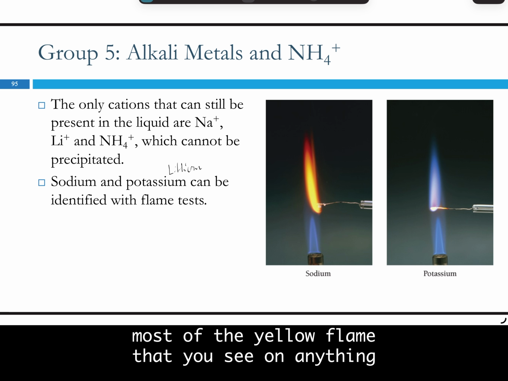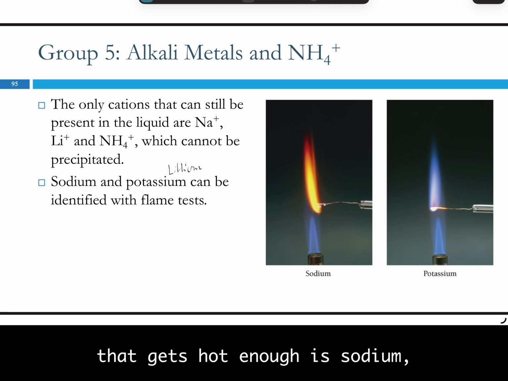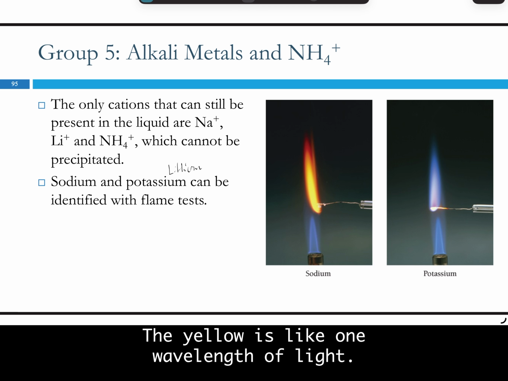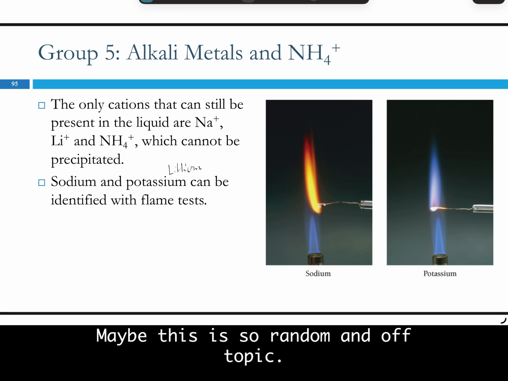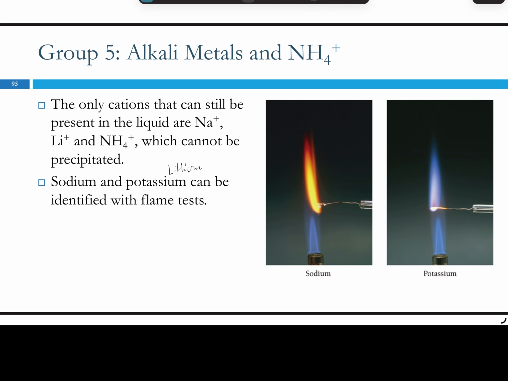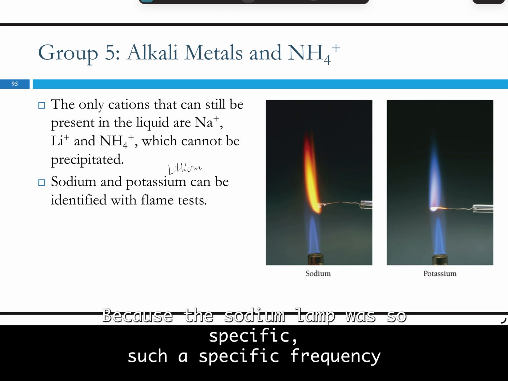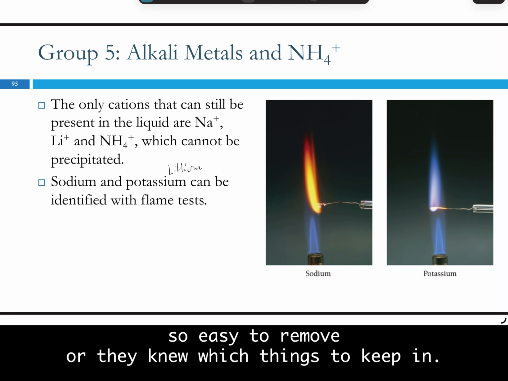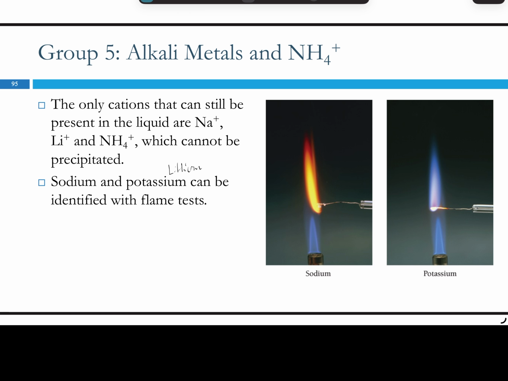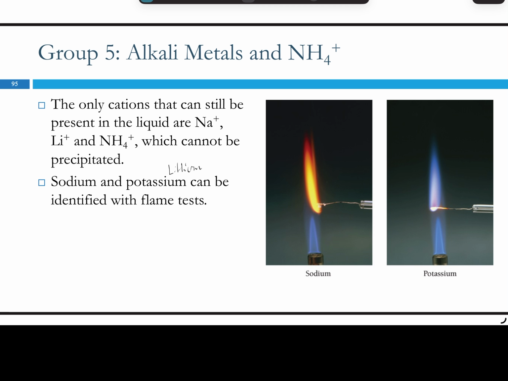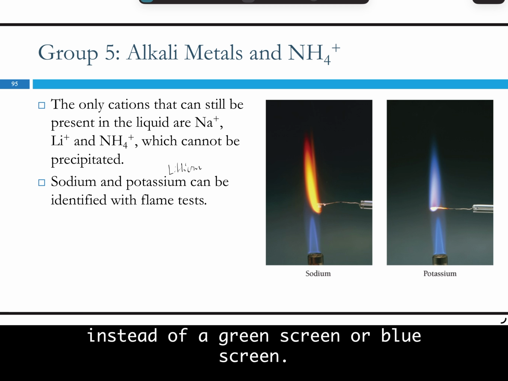Most of the yellow flame that you see on anything that gets hot enough is sodium. And sodium actually produces light at a very, very specific wavelength. That yellow is like one wavelength of light. Actually, they used to use it, this is so random and off topic. They used to use sodium lamps instead of a green screen, because the sodium lamp was such a specific frequency that it was easy to remove. I think that's what it was. It's easy to remove, or they knew which things to keep in. And so like the first, like Mary Poppins was done using a sodium light instead of a green screen or blue screen.